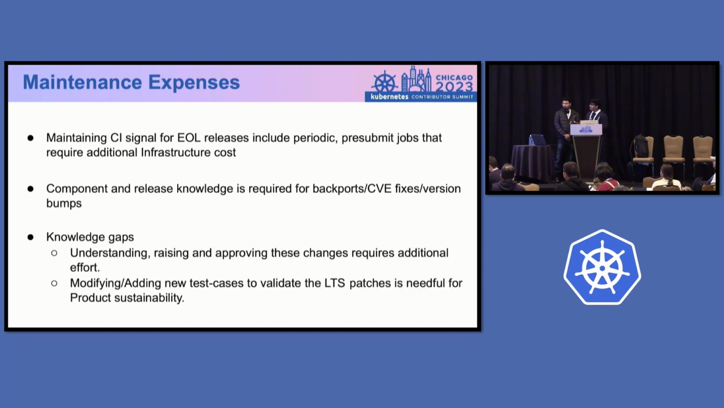Knowledge gaps. Continuing with the previous point of component knowledge, understanding the issue and raising a fix requires a lot of manual effort, and that is something that we want to reduce and also fill that knowledge gap. Along with that, we should also have new test cases in the CI which can automatically test those fixes that we do in the LTS versions.